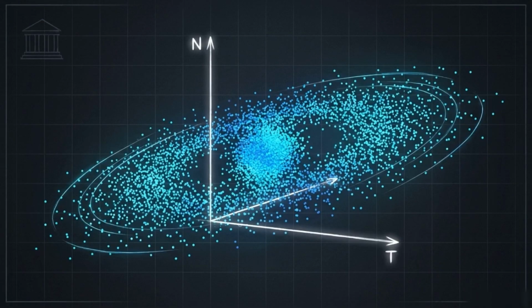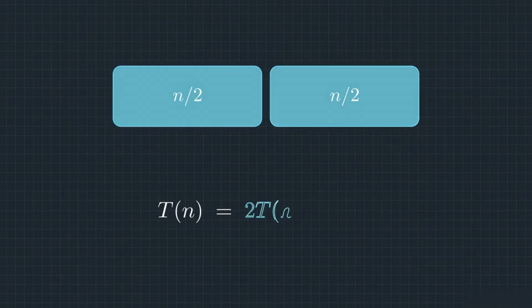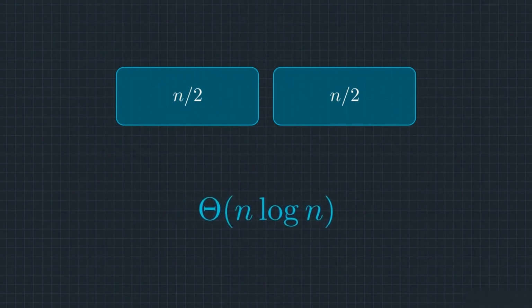Because the workload depends on the pivot's final position, the time complexity of this algorithm can vary significantly based on the input data. In the best-case scenario, the pivot always bisects the array into 2 equal halves. The resulting recurrence relation, T(n) = 2T(n/2) + n, is the same as merge sort. This balanced division results in an optimal time complexity of n log n.